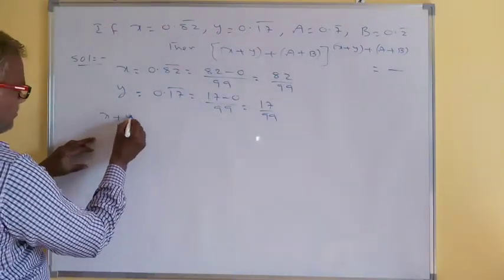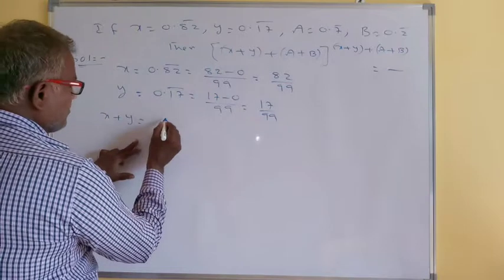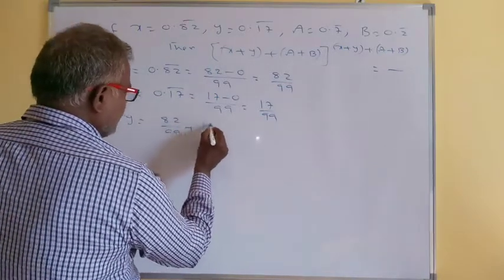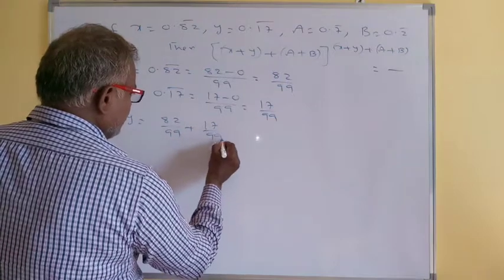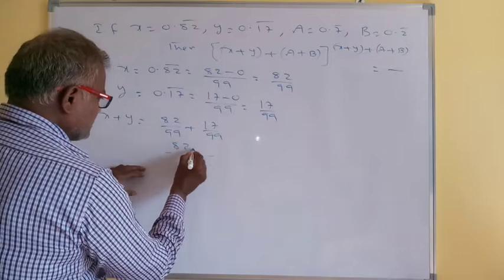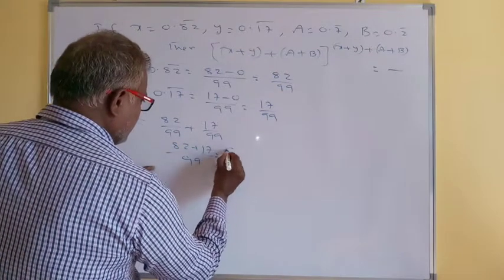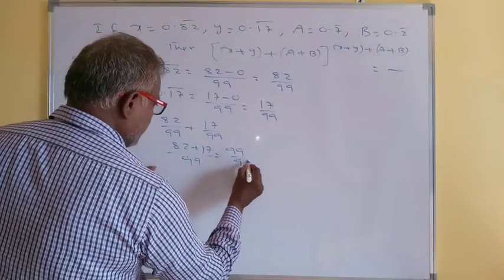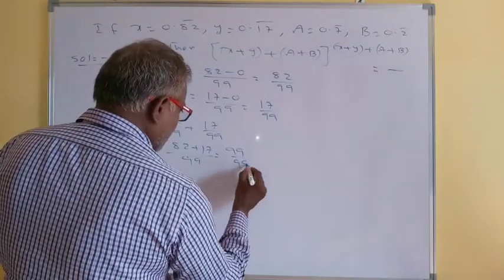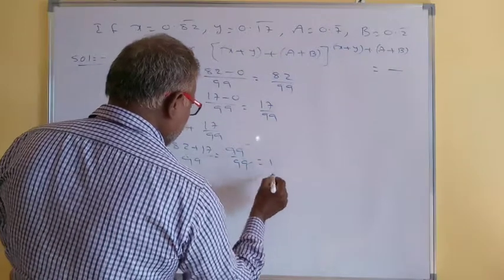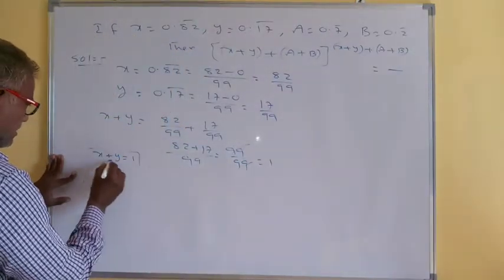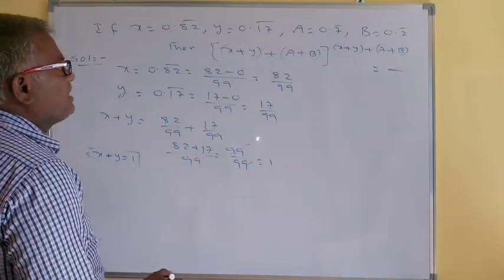Now in our requirement x plus y is there. What is x? 82 by 99. What is y? 17 by 99. So LCM is 99. That means 82 plus 17 gives us 99 by 99. So it gets cancelled. So x plus y value is 1.